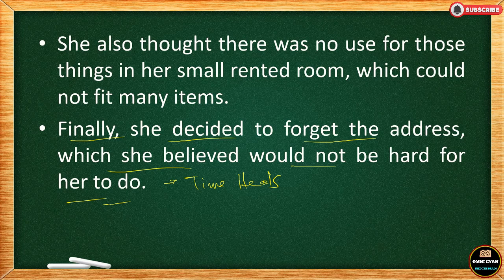So she feels that, as time will pass, I'll forget the address of Mrs. Darling. I'll forget the behavior of Mrs. Darling. I'll forget Mrs. Darling herself. And I'll forget all the items of my mother that I saw in the house of Mrs. Darling. And with time, it will not be very hard to forget all these things. It will not be very difficult for me to forget all this, because as time will pass, I'll slowly forget it. So with this consolation, she is going to live now for the rest of her life.